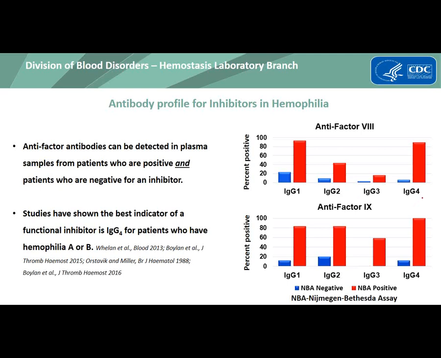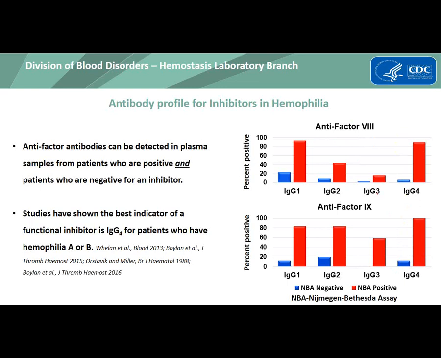So the red bars are from specimens that tested positive by the Nijmegen-Bethesda assay, and the blue bars are from specimens that tested negative by the Nijmegen-Bethesda assay. And you'll notice that the specimens that tested positive by Nijmegen-Bethesda are predominantly positive for IgG4, whereas the specimens that tested negative are predominantly negative for IgG4. And this is the case both for anti-factor VIII antibodies as well as anti-factor IX antibodies. And so our conclusion from these data is that IgG4 is the best indicator that a functional inhibitor is present.